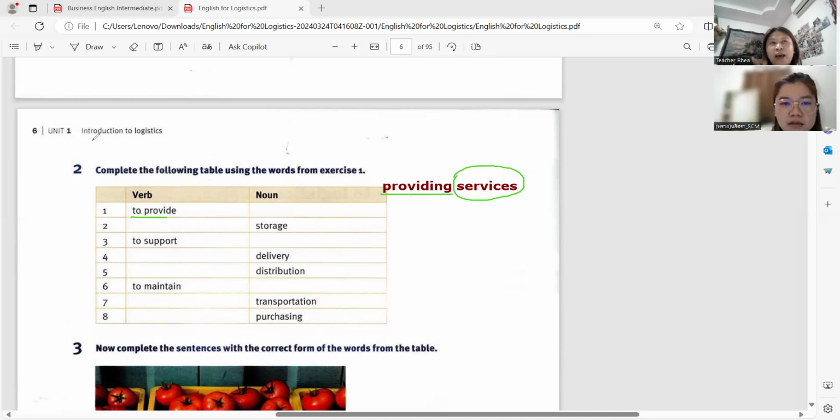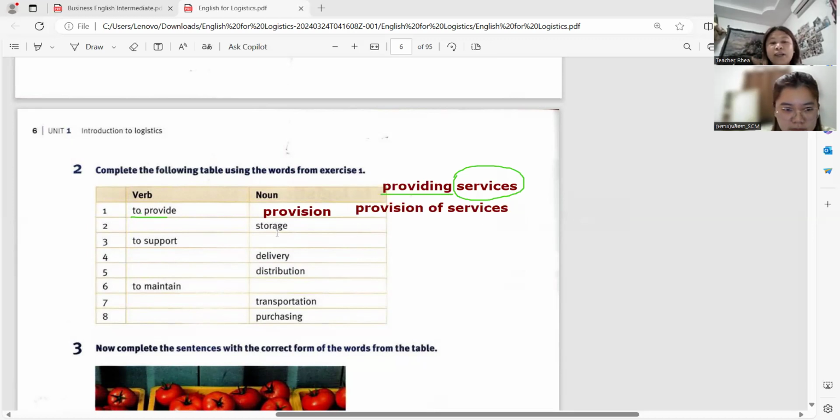But remember that for a noun, you can add -ion, like provision. Yes, provision, to provide. So to provide service, provision of services. So we can have the provision of services, such as, what services do you provide?